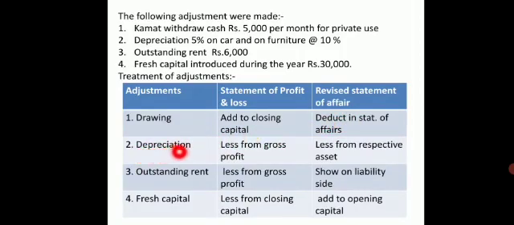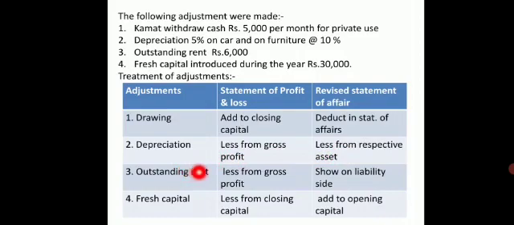Now depreciation. Depreciation is deducted from gross profit. So after comparing the difference between closing capital and opening capital, whatever the gross loss or profit is, from that it has to be deducted, or added in case of losses. And because it is a permanent loss, it has to be deducted from the respective assets in the revised statement.